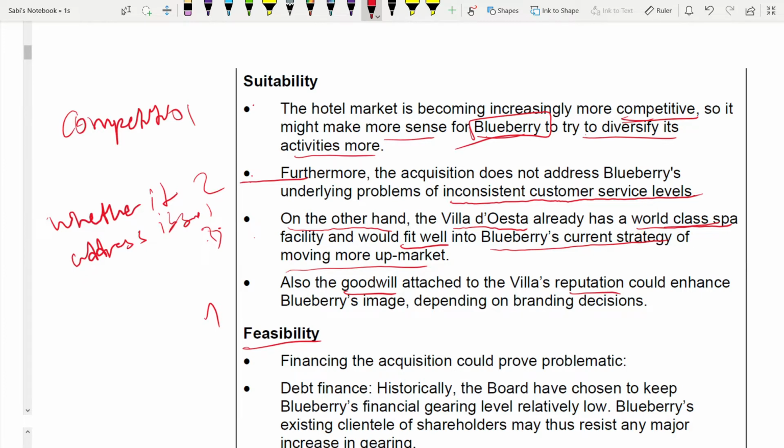And the fourth one is, also the goodwill attached to their reputation would enhance Blueberry's image. Goodwill from the villas will help Blueberry also, depending on the branding decisions. Okay, you can even write a final line here, which they have not written, as I told you before, that it is suitable or it is not suitable. Accordingly, you write. Okay, I'm not going to answer that for you.